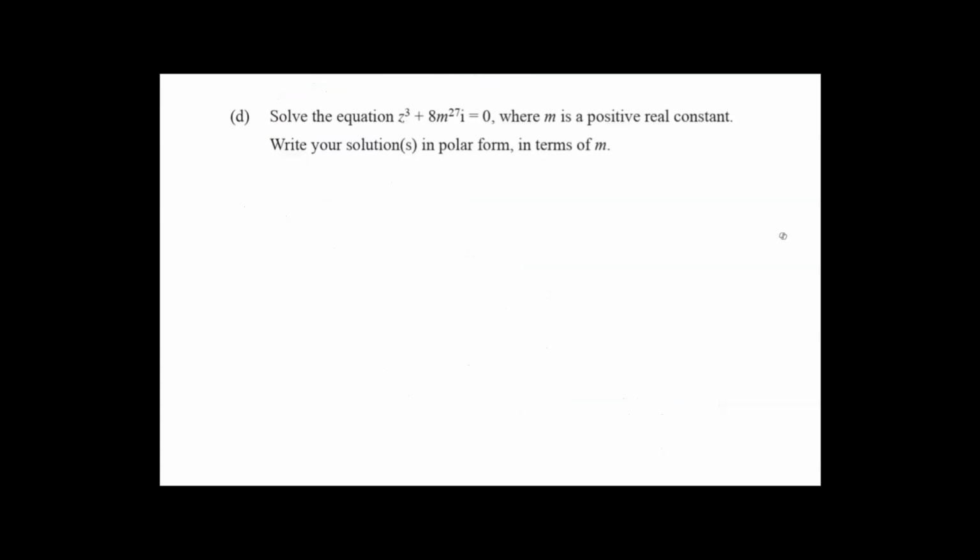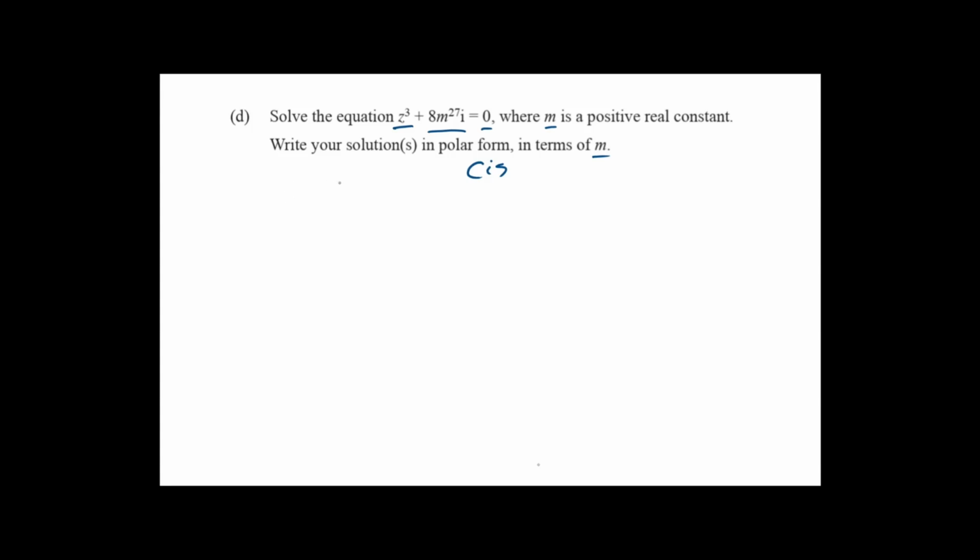This one, I think, is really going to test our knowledge of de Moivre's theorem and what complex roots are. So z cubed means it's 3 roots, plus this equals 0. Even if it's a real positive constant, that's good. Write your solutions in polar form. So like cis. And then it's just applied de Moivre's theorem.